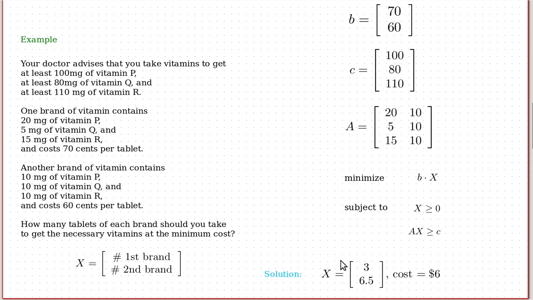So I did that, and we found that the solution is you should take 3 tablets of the first brand and 6.5 tablets of the second brand, and then you will get your dietary requirements satisfied, and it will only cost $6. And that's actually the minimum cost if you want to get these dietary requirements from these 2 tablets, right?